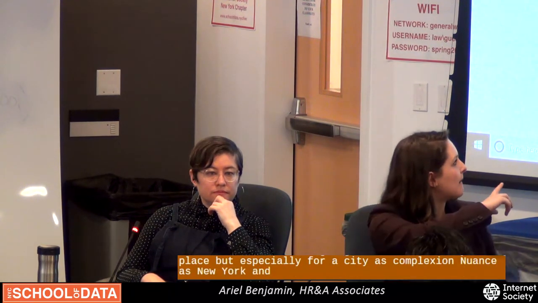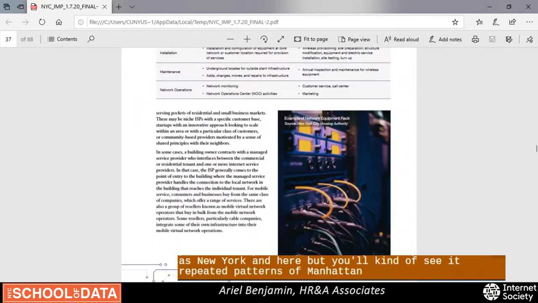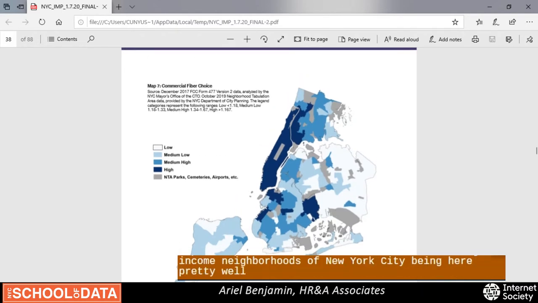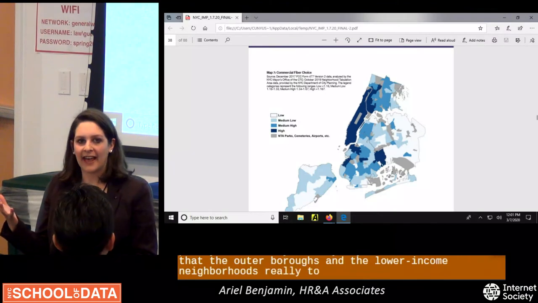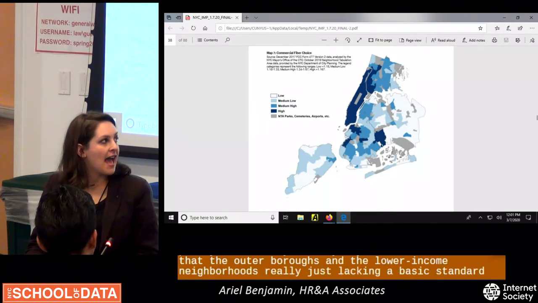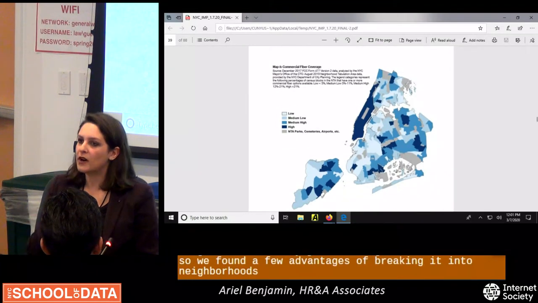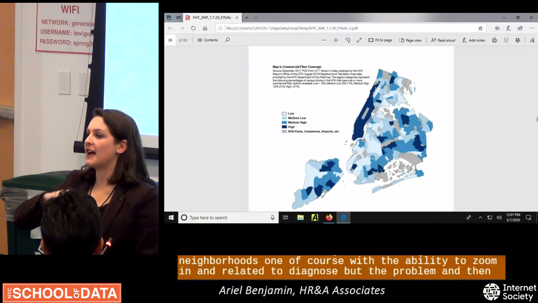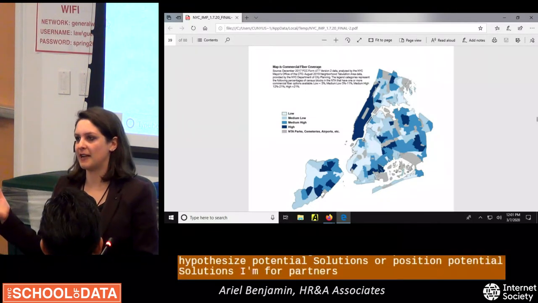I think Josh has some maps up here, but you'll see repeated patterns of Manhattan and the denser, higher-income neighborhoods of New York City being served fairly well by internet service, and the outer boroughs and the lower-income neighborhoods lacking a basic standard. We found a few advantages of breaking it into neighborhoods. One was the ability to zoom in and diagnose the problem and then position potential solutions for partnerships down the road.